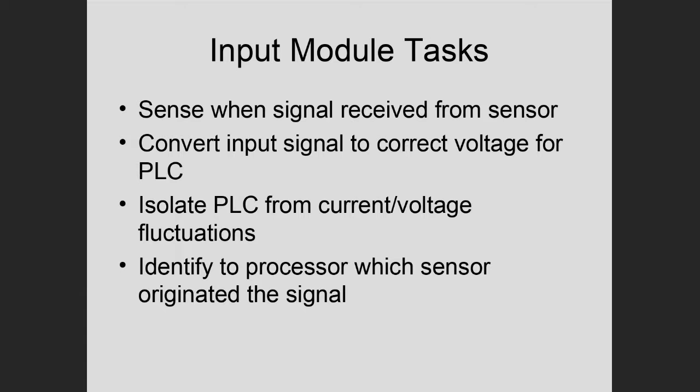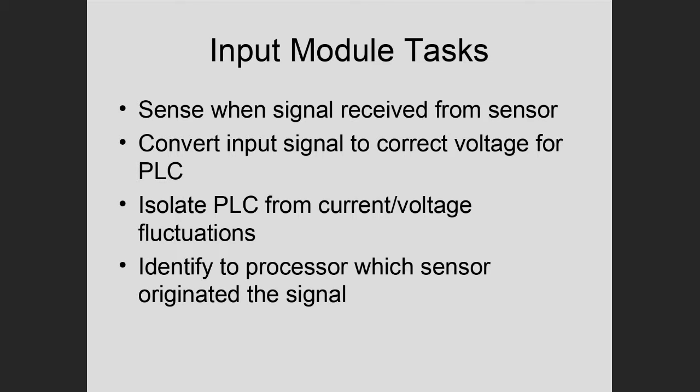Once it receives that signal, it's got to convert that signal to the correct voltage for the PLC. And so there's circuitry in the PLC, in the input module, that can do that. Maybe your switch puts out 5 volts, but the input module might want 3 volts. There'll be circuitry in there to reduce the voltage to the proper level.